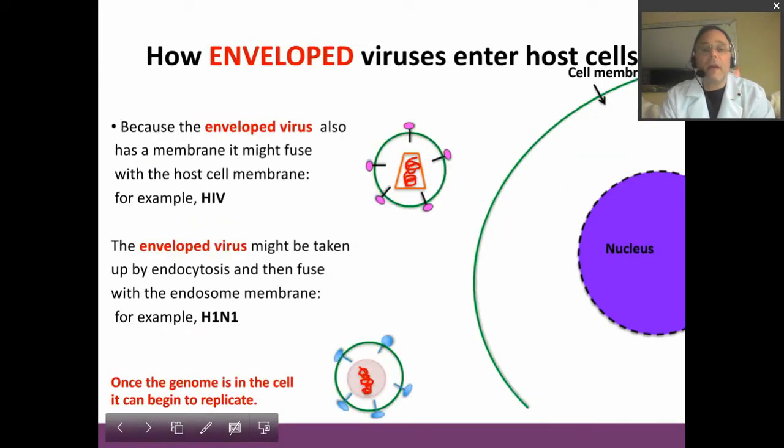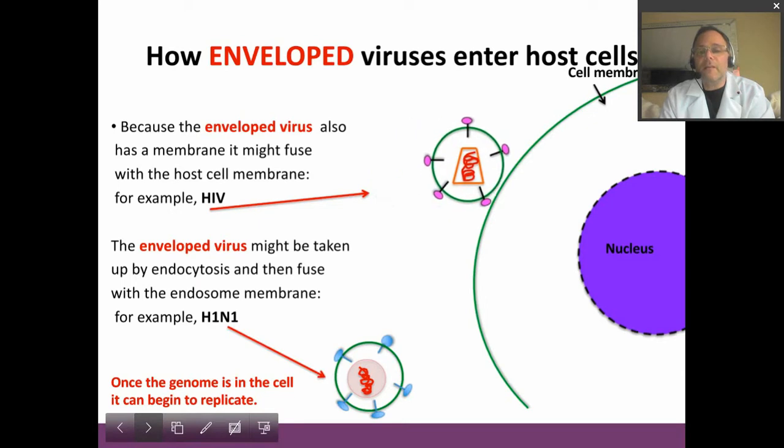Now, on the other hand, the enveloped ones, these guys are important. Because the enveloped virus also has a membrane, it might fuse with the host membrane. Remember, this membrane came from a previous host, so it's going to resemble this, and it might just mesh right in, and they're calling that fusing. And the enveloped virus might be taken up by endocytosis once again. Let's see how that works.